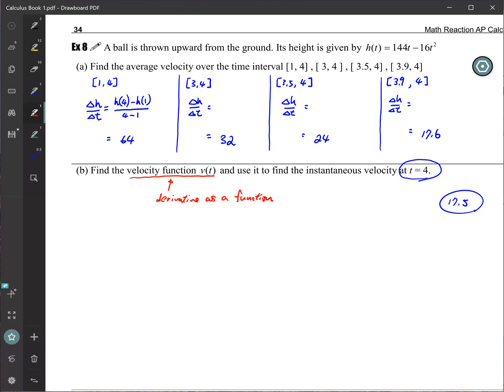Leon? Let me think. Which one is derivative as a function? 1, 2, or 3? Do you know? Leon, do you know? I think it's 1. Number 1, let's take a look.